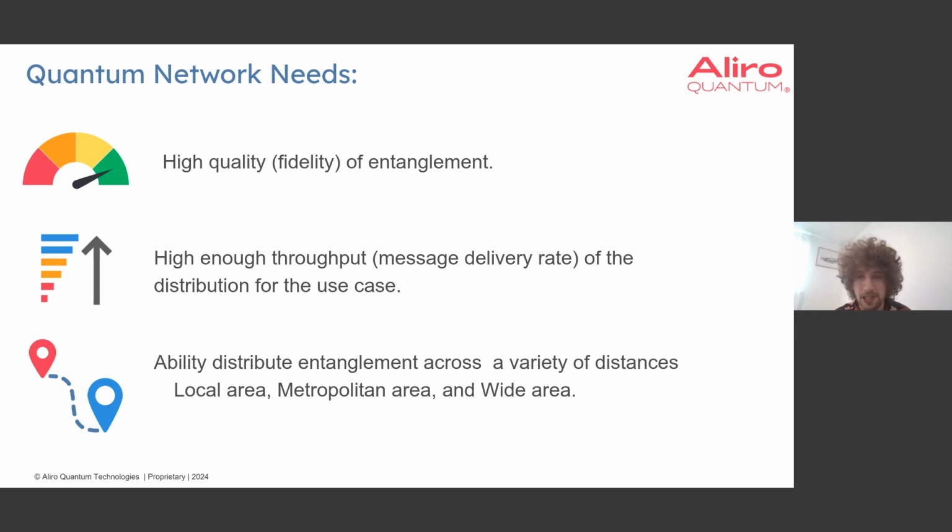We want high throughput or message delivery rate for our entanglement distribution. Applications will often require many entangled pairs, and so we need to distribute enough entangled pairs to run them. We will sometimes want to connect distant quantum devices. For example, we might want provably secure communication, which again can only be achieved through entanglement-based quantum networks between two far-apart users.